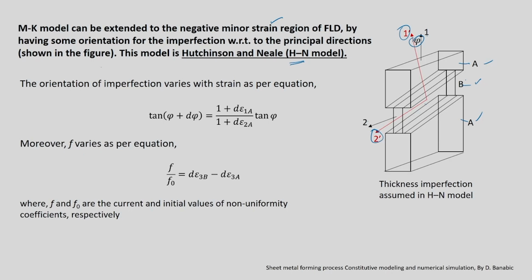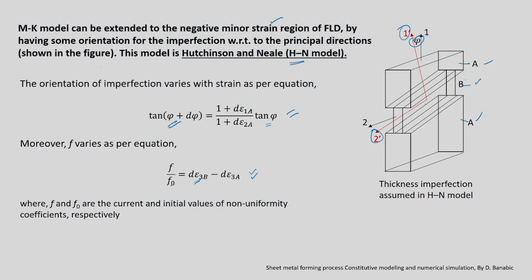The only thing is, I have written two important equations here. One is how this phi, this angular orientation, is going to change with strain. The orientation of imperfection varies with strain as per this particular expression: tan(phi plus d phi) is equal to (1 plus d epsilon 1a) divided by (1 plus d epsilon 2a) into tan phi. And f, which you are going to assume as Tb by Ta, may also vary as per this particular law: f by f naught is equal to d epsilon 3b minus d epsilon 3a, where d epsilon 3 is nothing but your incremental thickness strain, in the B and A regions.